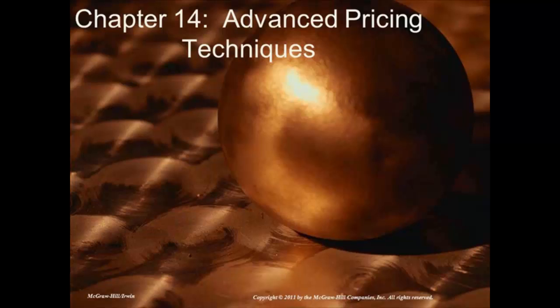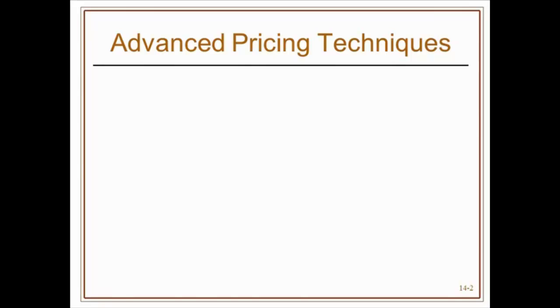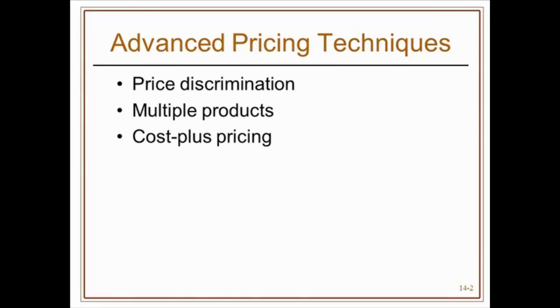Chapter 14 is kind of fun. It's titled Advanced Pricing Techniques, but it's really going to be looking at different ways that firms may decide to set prices as alternatives to the rule of thumb marginal revenue equal marginal cost approach that we had with the previous chapters. There'll be 3 of them that we will be able to discuss: price discrimination, multiple products, and cost plus pricing. So let's look at each of those in turn.